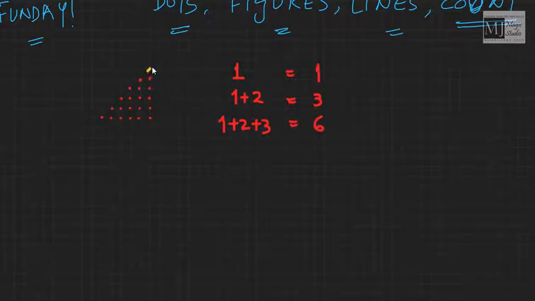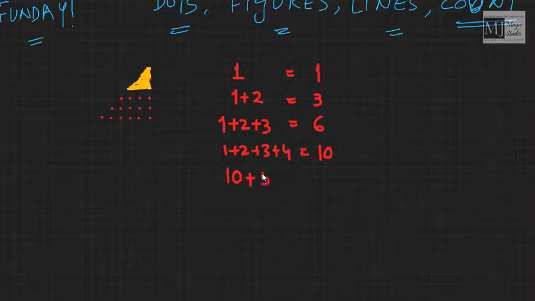Okay, I have taken 1 and then I add 2 more. So 3 is a triangular number. Then I added 3 more. 6 is a triangular number. Then I added 4 to it. 1 plus 2 plus 3 plus 4. That is 10. 10 is also a triangular number.